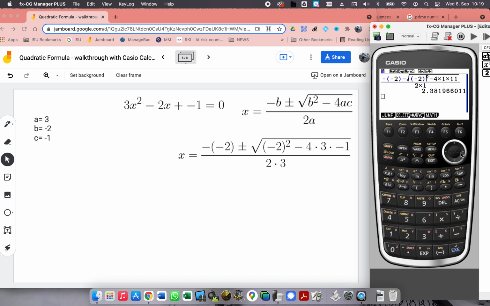For AC, I'm just going to go back and change this because I do the plus one first. And A here is not 1, it's 3. And C is minus 1. So on the bottom there, I've got 3. And you can see my calculator shows the calculation I need, which is already on the screen. And that gives me the first solution.